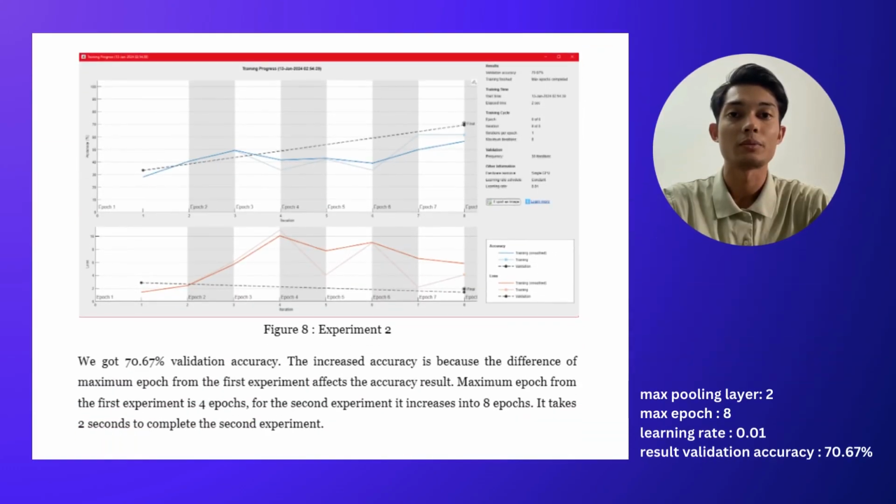Next, for the second experiment, we got 70.67% validation accuracy. The increased accuracy is because the difference in maximum epoch from the first experiment affects the accuracy result. The maximum epoch from the first experiment is 4, and for the second experiment, it increases to 8 epochs. It takes 2 seconds to complete the second experiment.